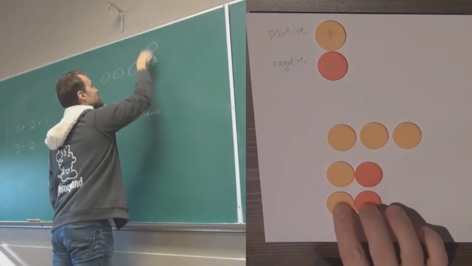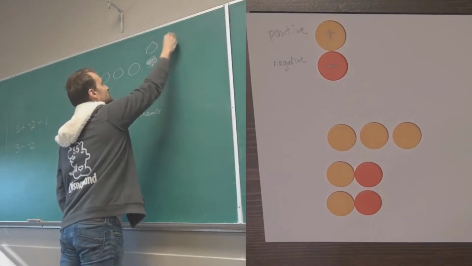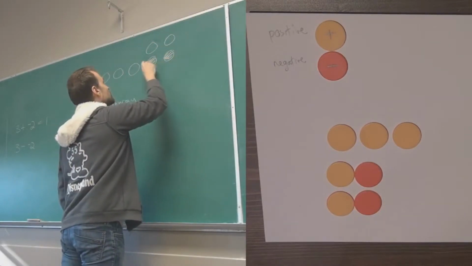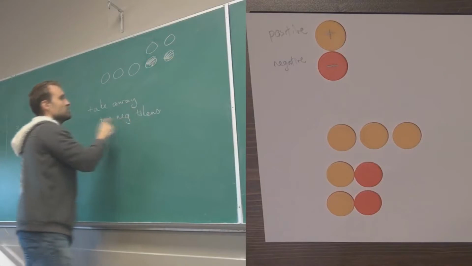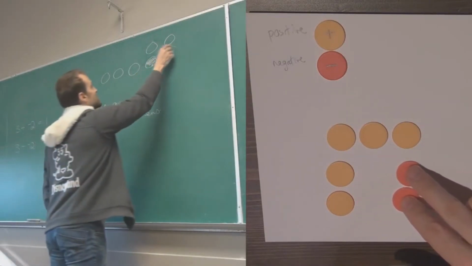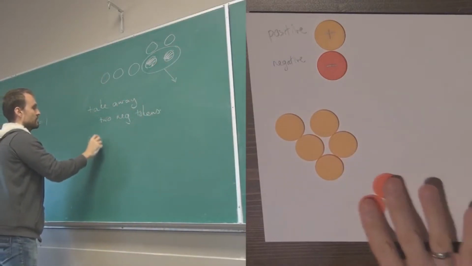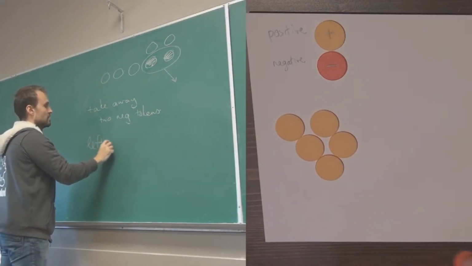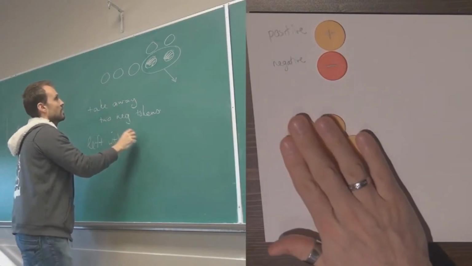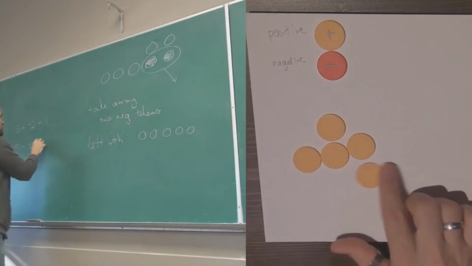Negative with a positive, because that is really nothing, because they cancel each other. And I'm going to do 2 of them because I want 2 negative tokens to take away. So I will then take these away. And I'm left with 1, 2, 3, 4, 5. So the answer is 5.